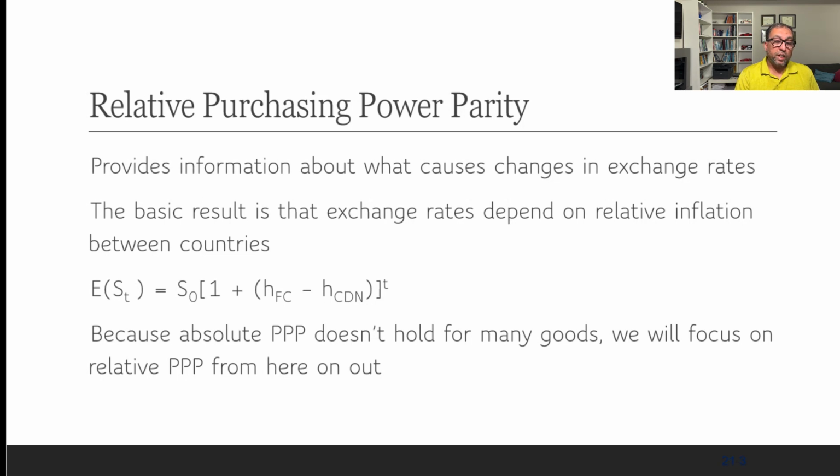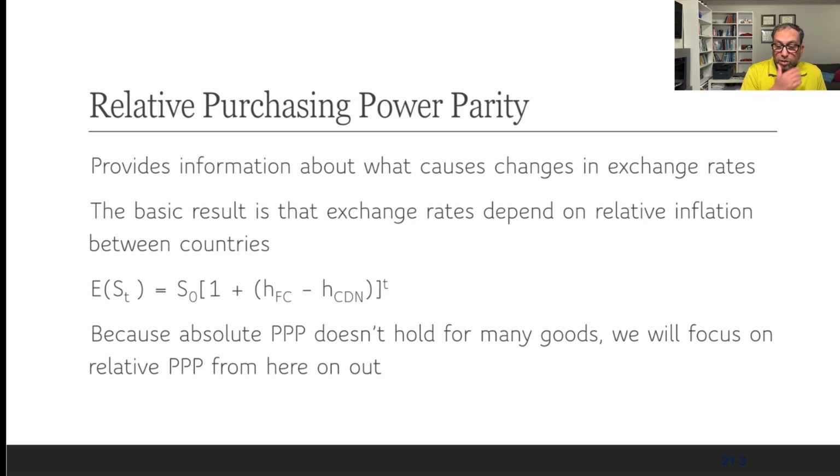So we can write it this way, as estimated according to relative purchasing power parity: the expected exchange rate is the spot rate times 1 plus the difference of inflation among the countries, with the exponent t, meaning the time period, if it is more than a year or so. The inflation is yearly, so we can write it.